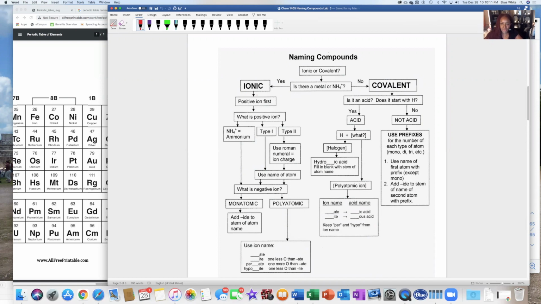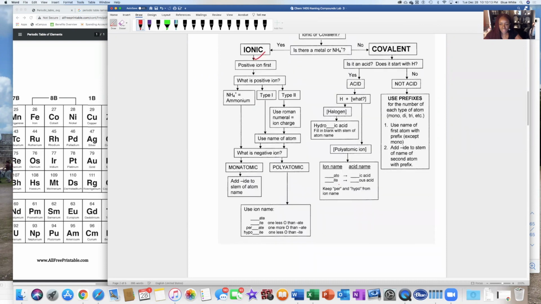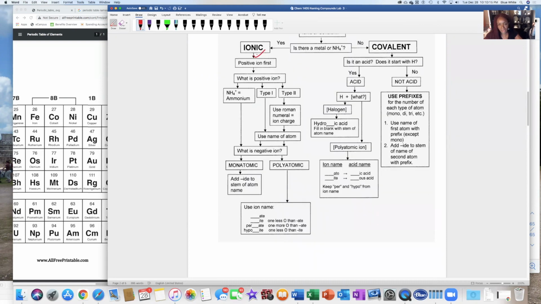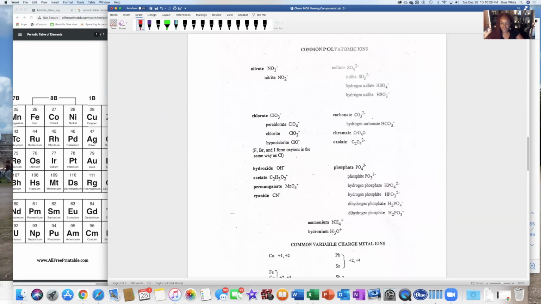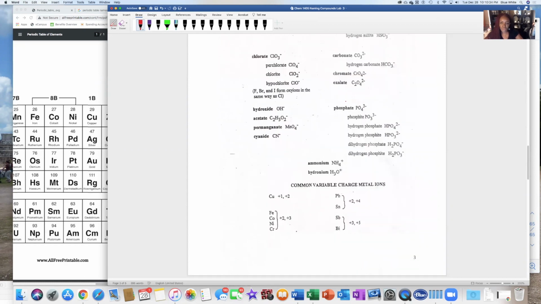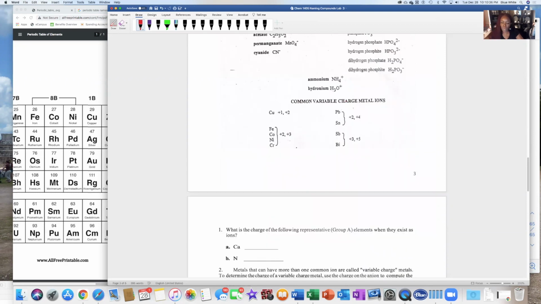I've done the ionic part, and it shows you essentially how to name the compounds by following the chart. I have yet to do the molecular or covalent part that covers the acid and the regular molecular compounds. I will get into that. But oh, by the way, before you get to the lab, there's a list of common polyatomic ions. You want to have this list close to you because this will help you whenever you're working on the lab.